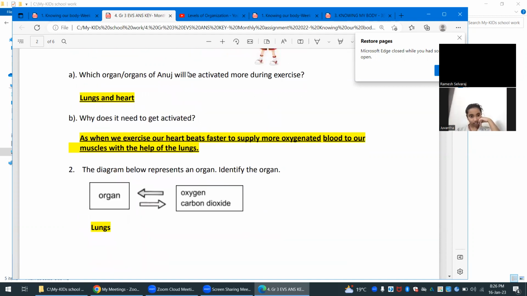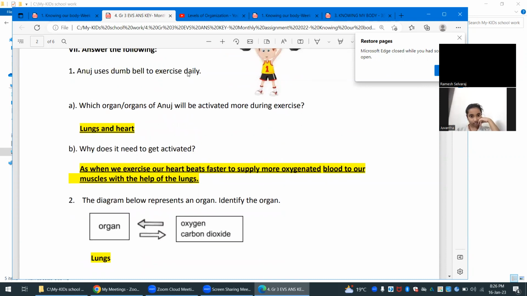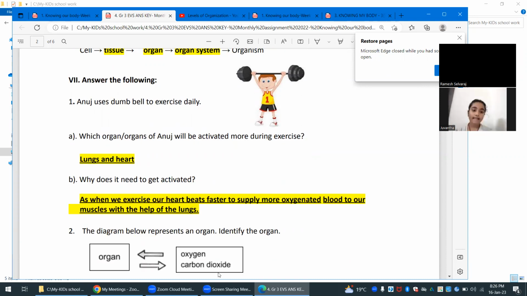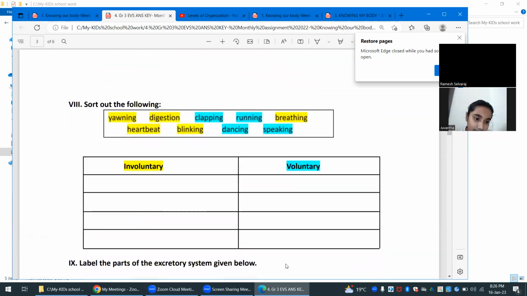The diagram below represents an organ. Identify the organ. Which organ gets in oxygen and gets out carbon dioxide? Lungs. Right. Sort out the following: yawning, digestion, breathing, heartbeat.